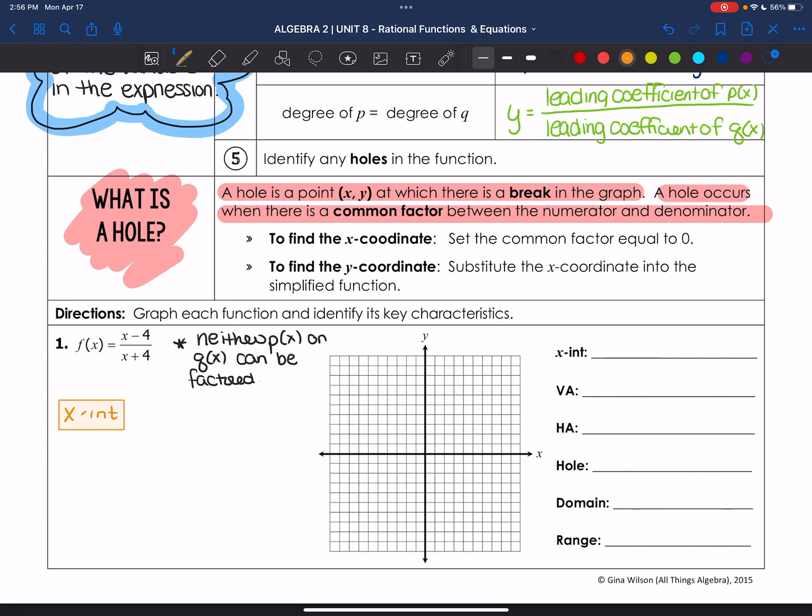We set our p of x equal to 0. Our p of x is that numerator, x minus 4. Setting that equal to 0, well, that's pretty quick there. We find that it is just at 4. So our x-intercept is going to be when we have an x value of 4, and that, of course, means that our y value is 0. I'm going to plot that point now. Right there.